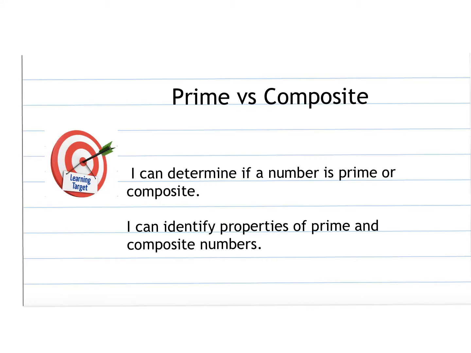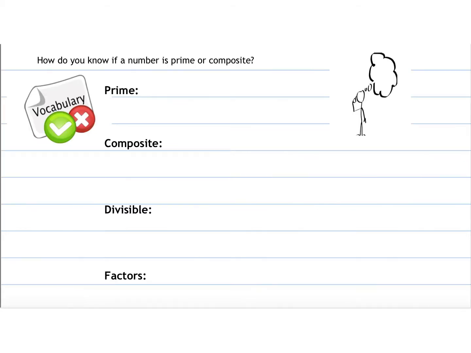Hi, sixth graders. This lesson is on prime versus composite numbers. Label the top of your notebook page accordingly. And our learning target is being able to determine if a number is prime or composite and identifying properties of prime and composite numbers. So a prime number is a number that has only two factors.